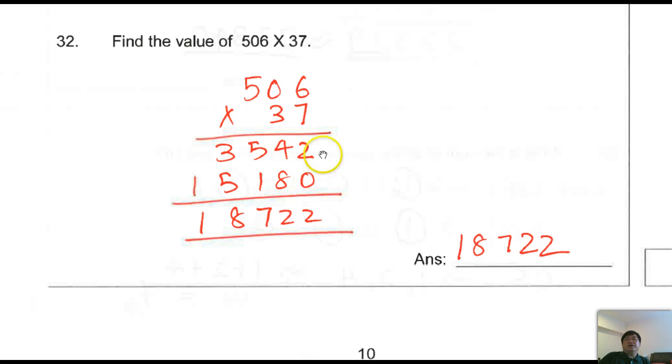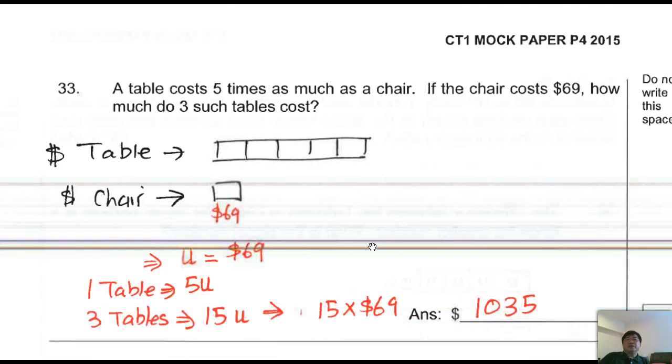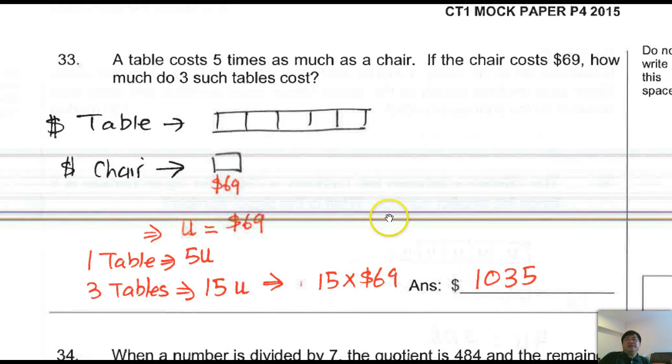This one is self-explanatory. Just multiply the two together, work them out accurately, align them properly, and you should get 18722. Okay, this is interesting. A table costs 5 times as much as a chair. Alright, so you put 5 boxes here, 5 times compared to a chair. You do up a relationship model. This is 5, this is 1.